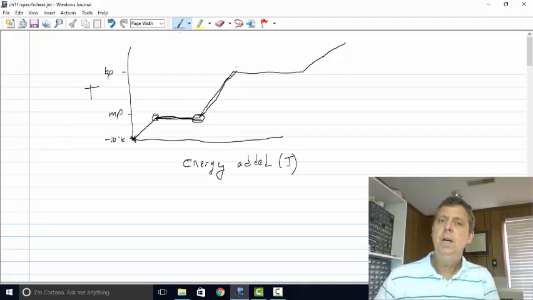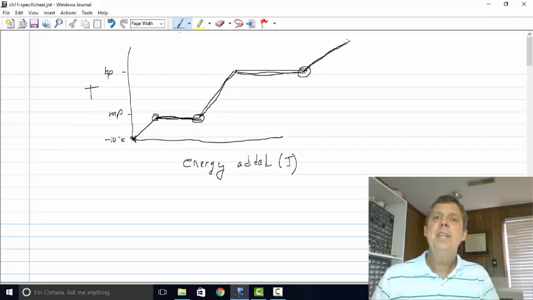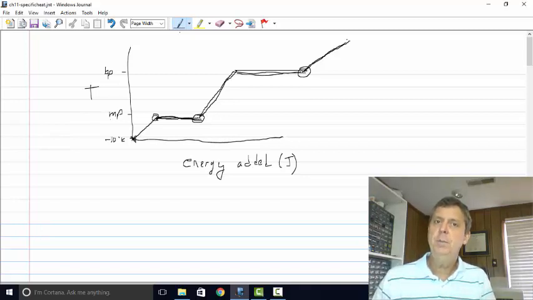And all the liquid stays at the same temperature until we go across this line and add enough energy to turn all of our liquid into gas over here on the right. Once this has all turned into gas, we start adding more energy, and now the gas is getting warmer and warmer. So the flat lines are phase changes. The slopes are for heating and cooling of a material in a constant phase.